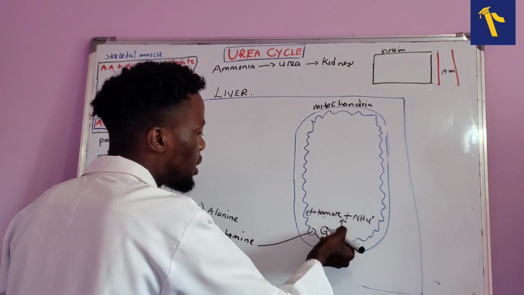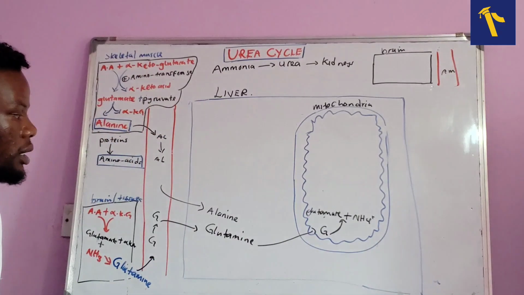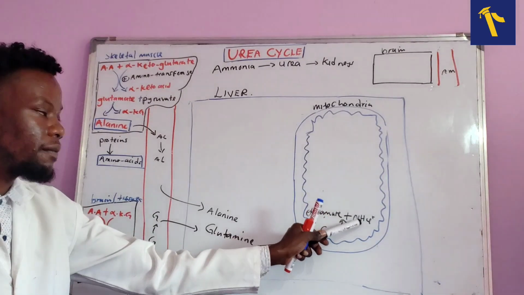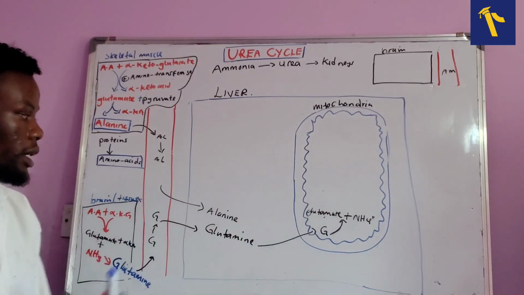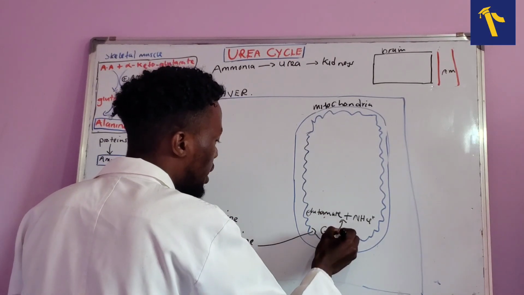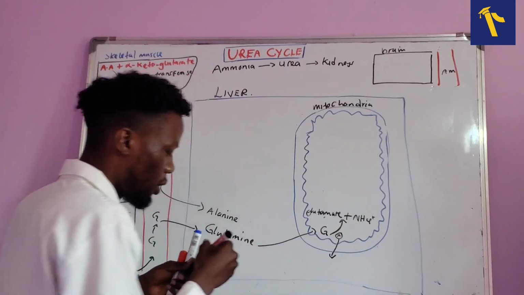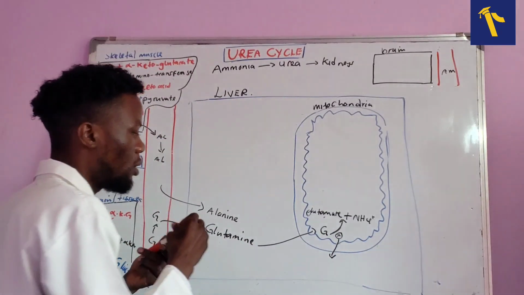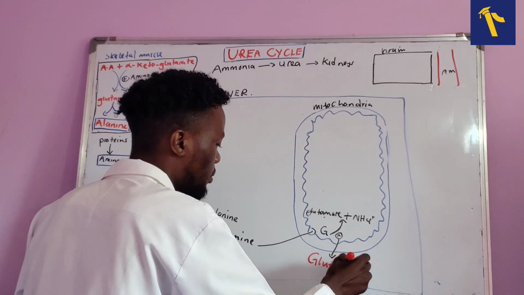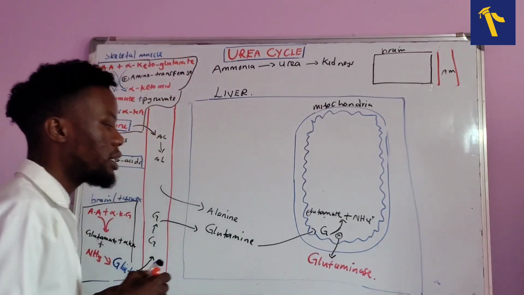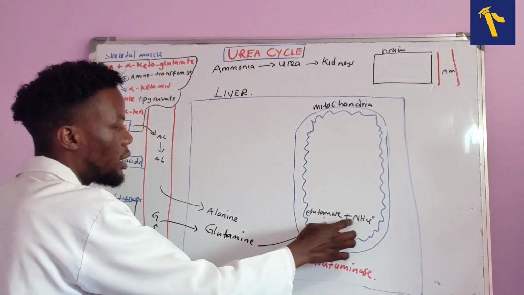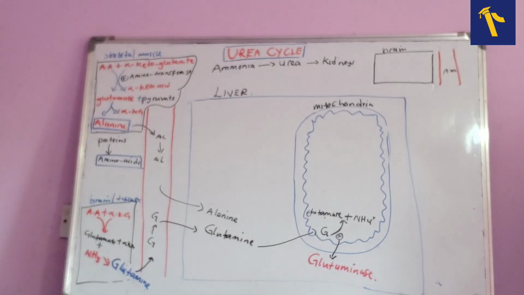Now, what is the enzyme that is responsible for converting glutamine into glutamate and the ammonium? And this ammonium is something that we need to convert into urea. All right, and this is what we call glutaminase. The enzyme that's going to catalyze this reaction where glutamine is converted into glutamate and ammonia, we call it glutaminase. All right.